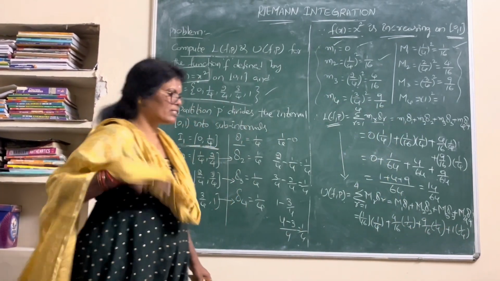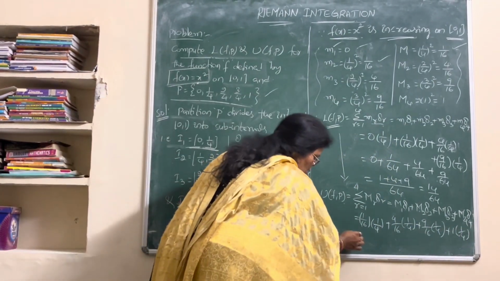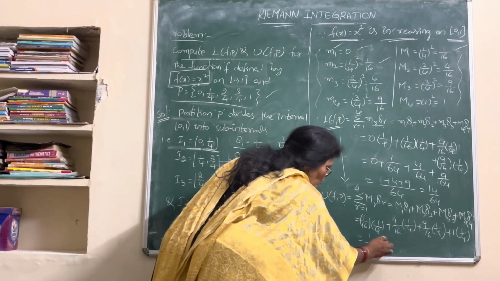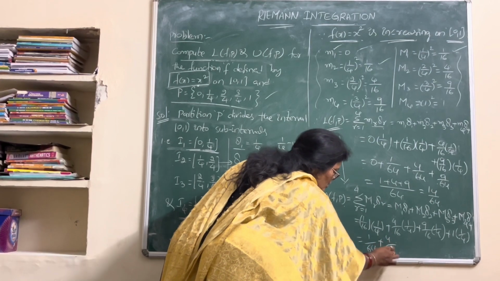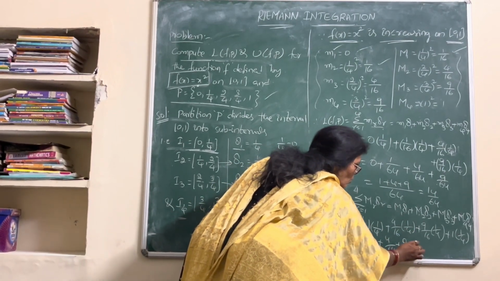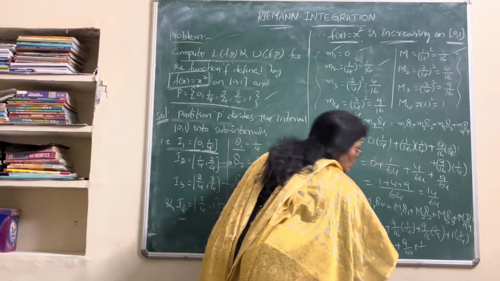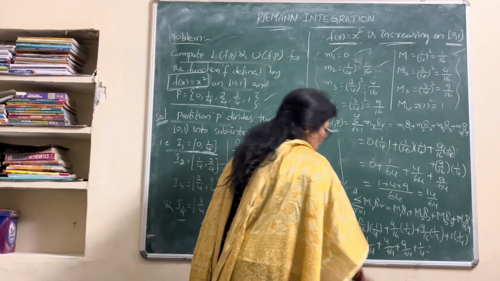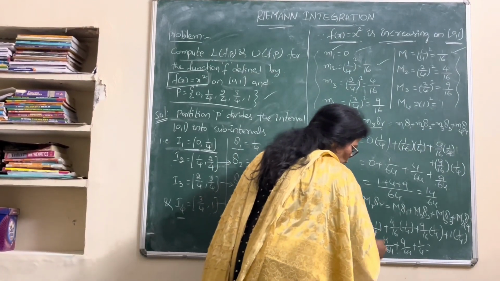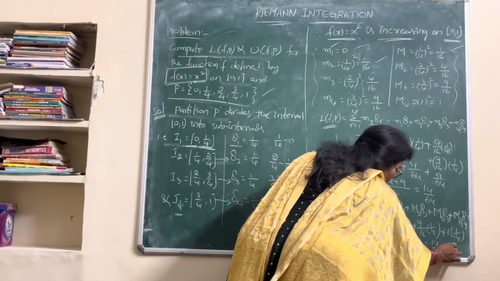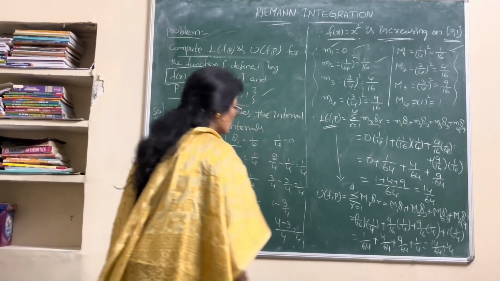Okay, now you should simplify this. 1 by 16 fours are 64, plus 4 by 64, plus 9 by 64, plus 1 by 4. So here 9, 10, 14, 14 by 64 plus 1 by 4. LCM you should take.